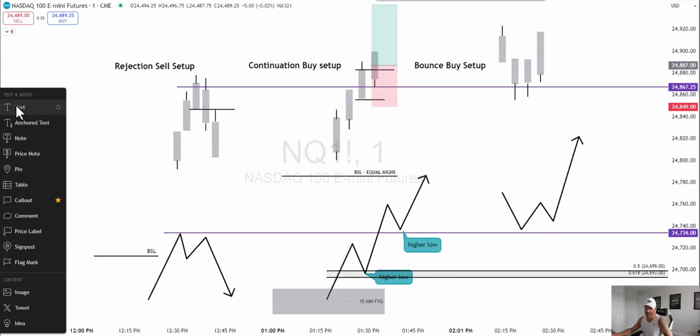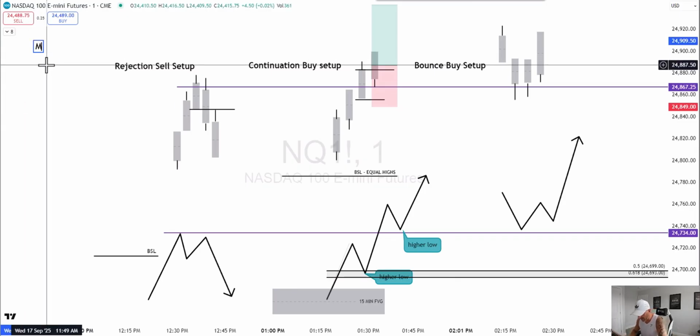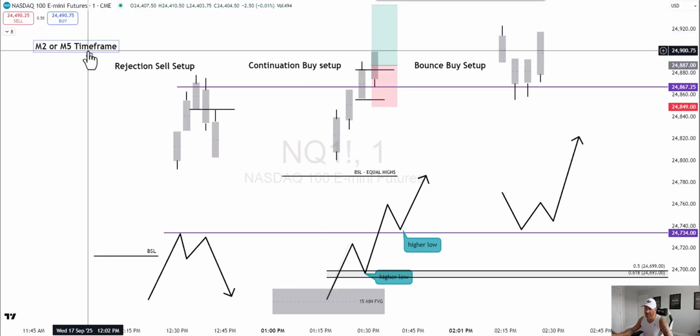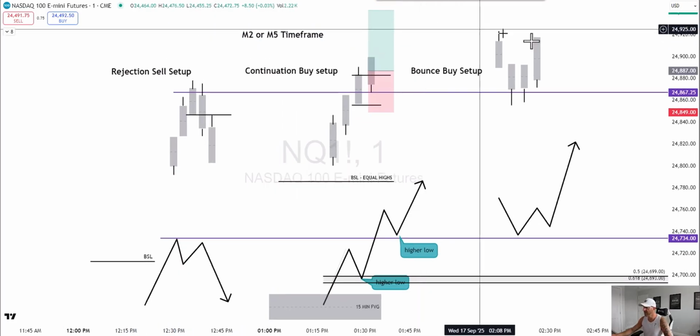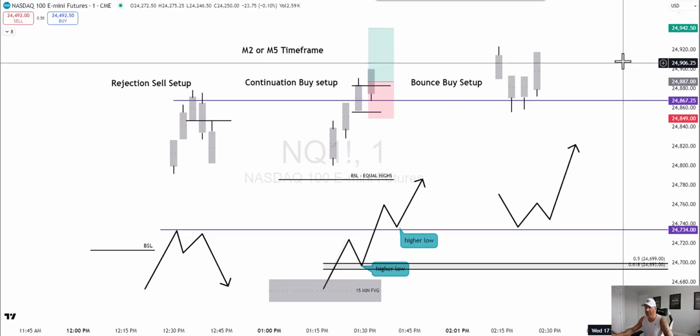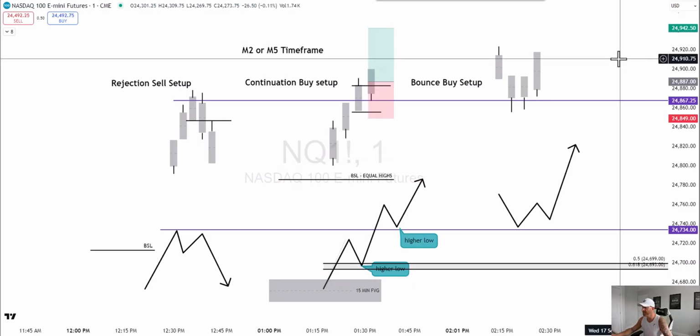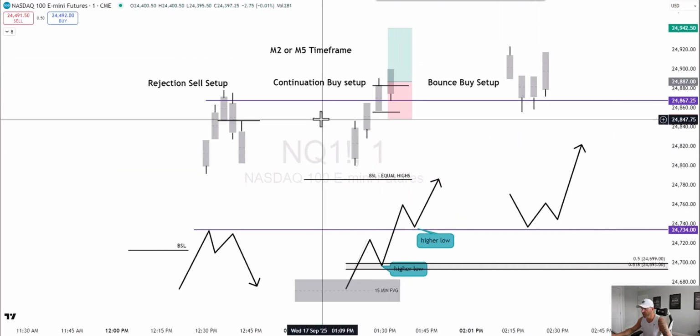Just going to write that down here. M2 or M5 time frame, not the 1 minute. These are all based on the 5-minute or 2-minute time frame. Okay, the 1 minute gives you a lot of opportunity without continuation. It wicks you out, all that stuff, right? So that's it.